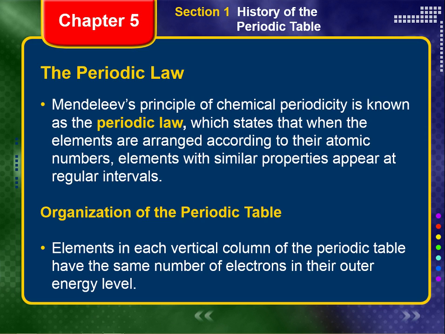Elements in each vertical column, which we call a group of the periodic table, have the same number of electrons in their outermost energy level. Hopefully you remember that from last chapter.